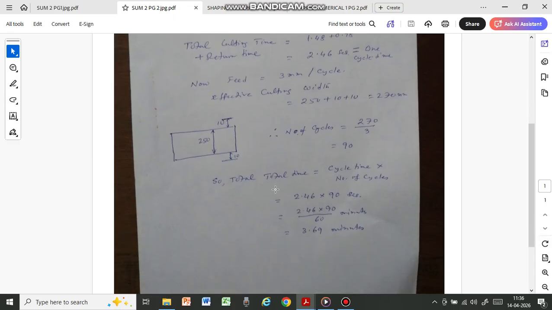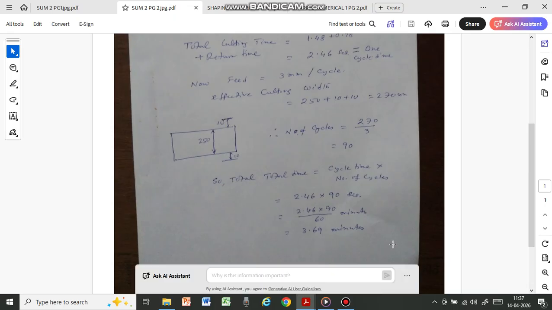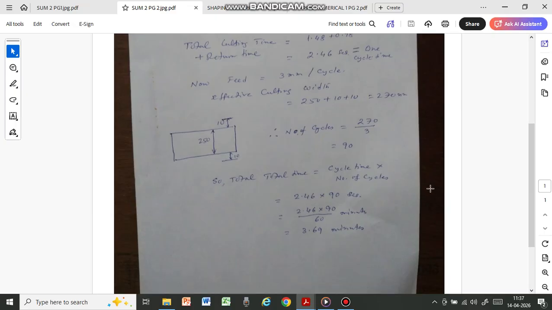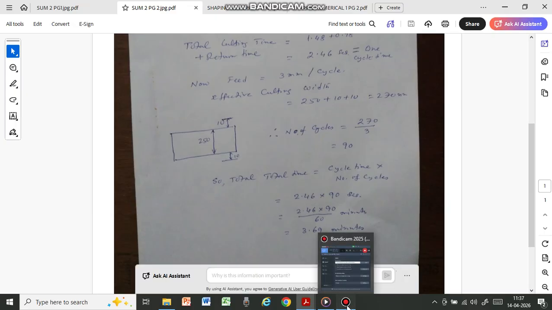So total time is equal to cycle time into number of cycles. Cycle time we have already found out, 2.46, and 90 cycles are required to complete this 270 millimeter cut. So this will be 3.69 minutes. That is the second problem, where we are finding out the total cutting time. Now when we find out total time, we include the return stroke also, because the machine is running at that time. Okay.